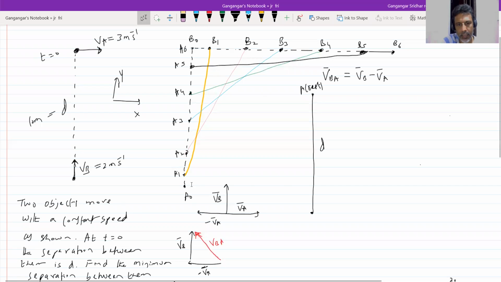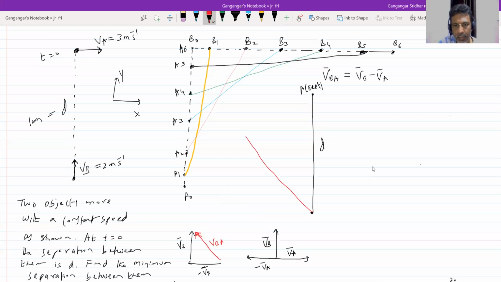I will indicate that. I'll shift this. So the VBA direction will come like this. Now what is this? The path of B with respect to A. VBA, you write it. So what name should I give this? I should name this as the path of B with respect to A.